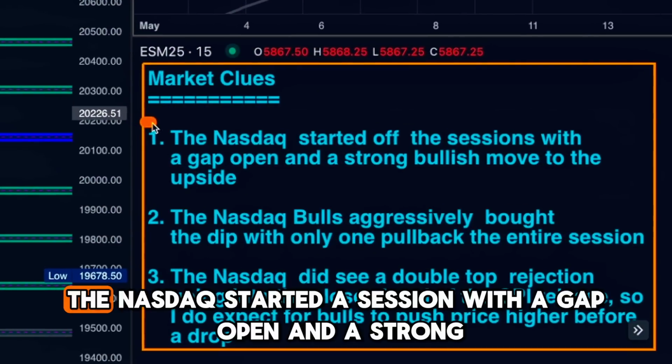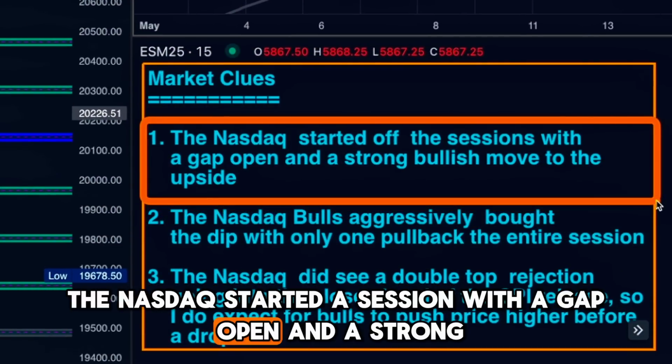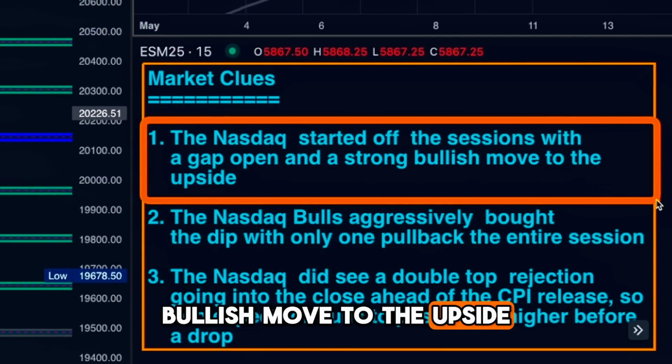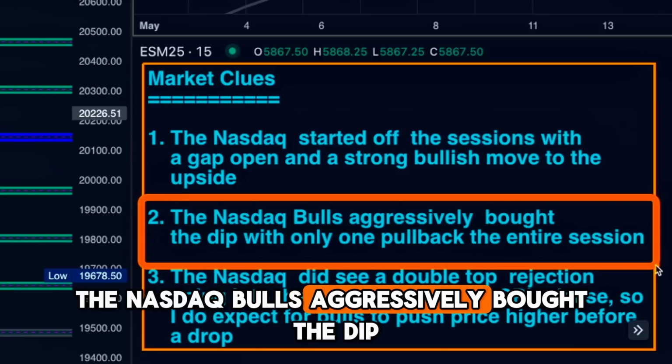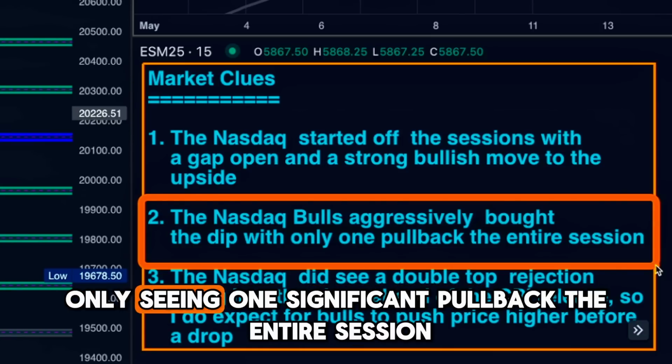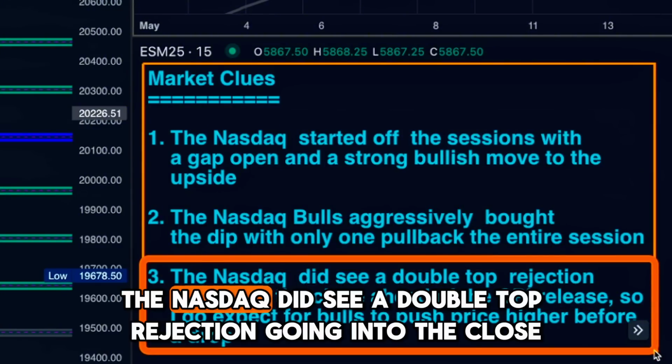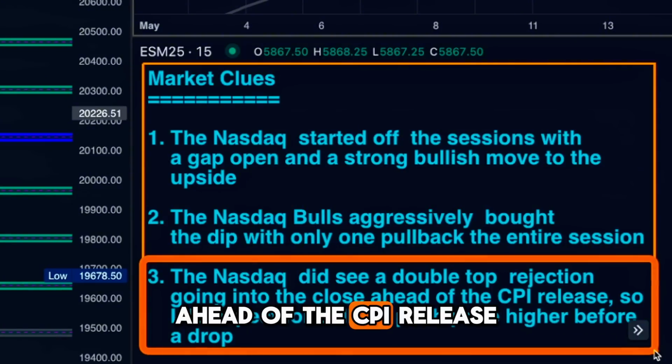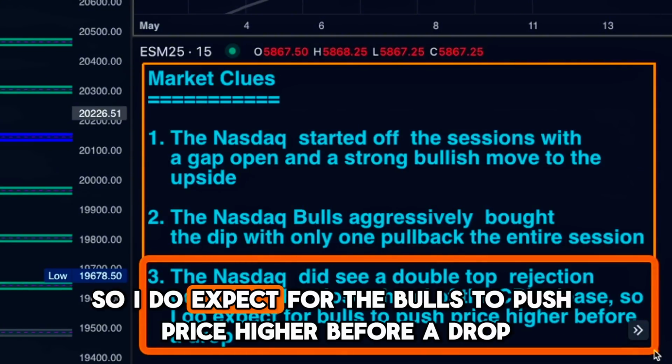And in summary, the Nasdaq started the session with a gap open and a strong bullish move to the upside. The Nasdaq bulls aggressively bought the dip, only seeing one significant pullback the entire session. And finally, the Nasdaq did see a double top rejection going into the close ahead of the CPI release. So I do expect for the bulls to push price higher before a drop.